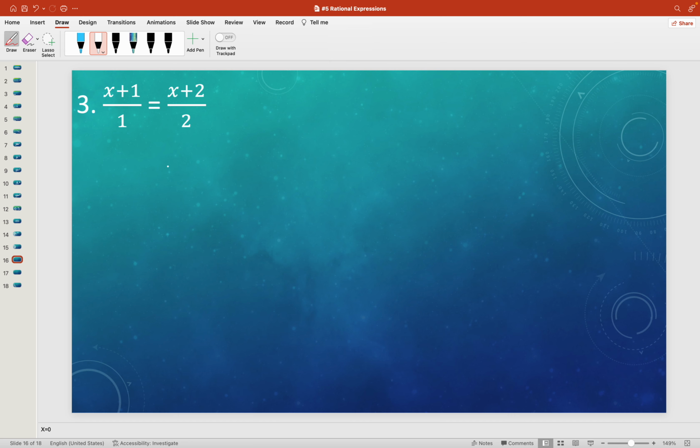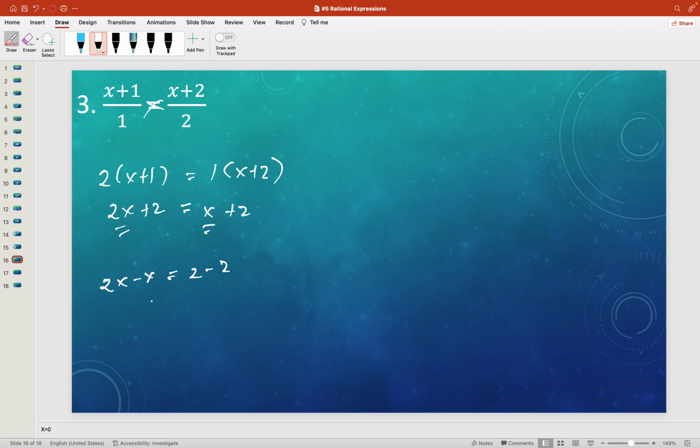Next, we have x plus 1 all over 1 is equal to x plus 2 divided by 2. So cross multiplication: we have 2 times x plus 1 is equal to 1 times x plus 2. So we have 2x plus 2, then we have x plus 2. Let's combine: we have 2x minus x is equal to 2 minus 2. So 2x minus x is x, and 2 minus 2 is 0. So the value of our x is equal to 0.